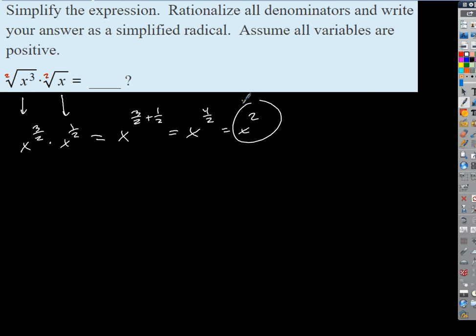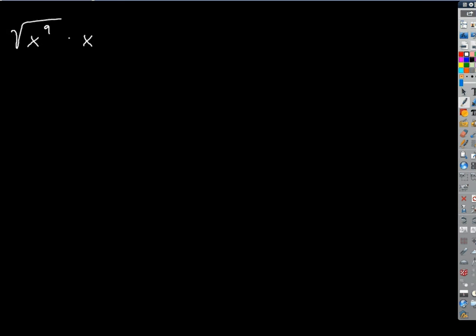No big deal. Okay, what if you had something like, instead, the square root of x to the 9 times the square root of x? So what do you get there? This is x to the 9/2 times x to the 1, okay? And so we add the exponents. So we end up with x to the 9/2 plus 1.